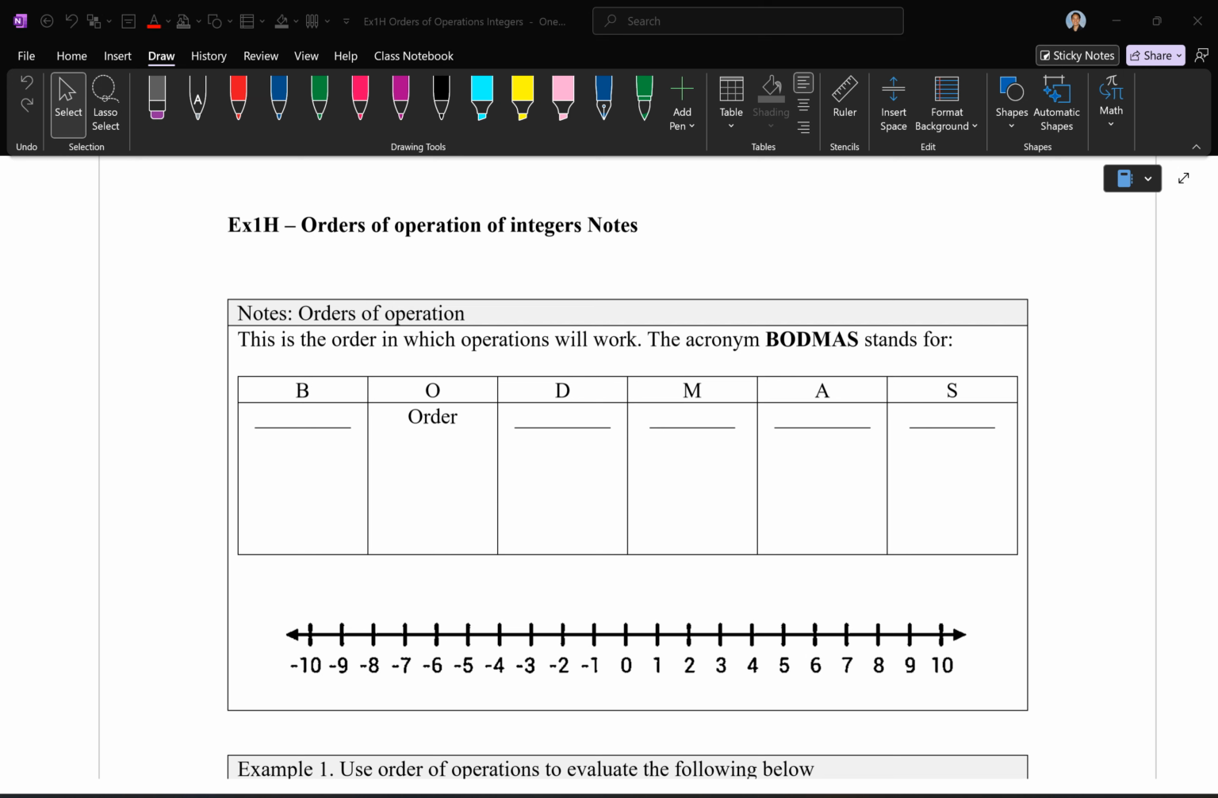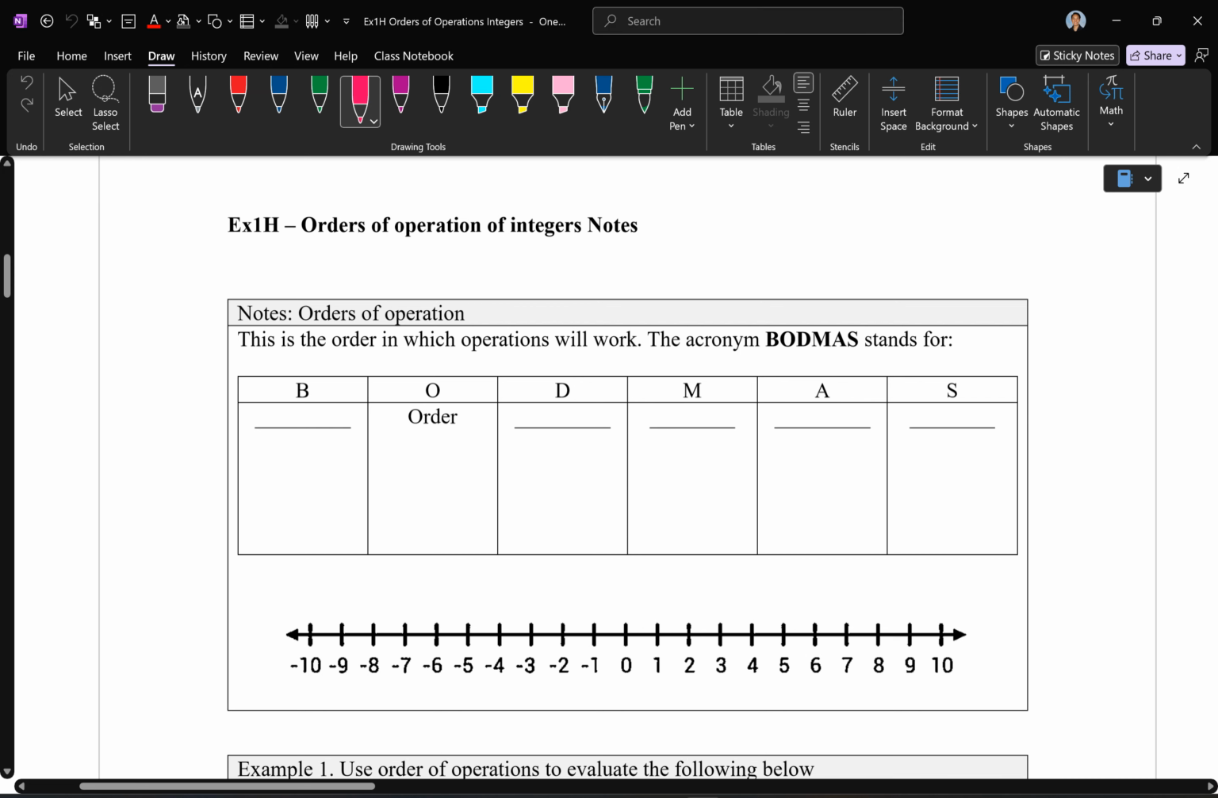So one of the things I look for in your homework is your layout. Your layout tells me a lot about your thinking. All right, here we go. Let's have a look. So last exercise of chapter 1, orders of operation of integers.